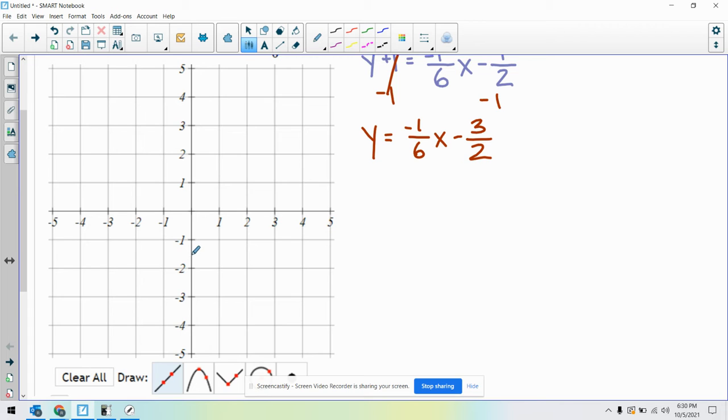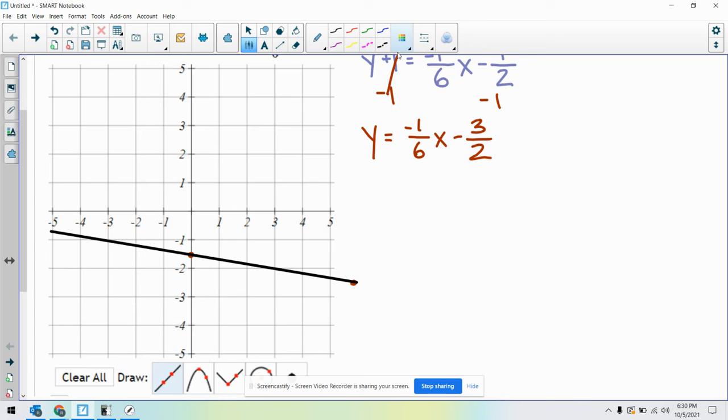So I'm going to start right there. And my slope is negative 1/6. So from this point, I'm going to go down 1 over 6. 1, 2, 3, 4, 5, 6. We're going to fall outside of there. So let me connect them. And your line's going to look like that.